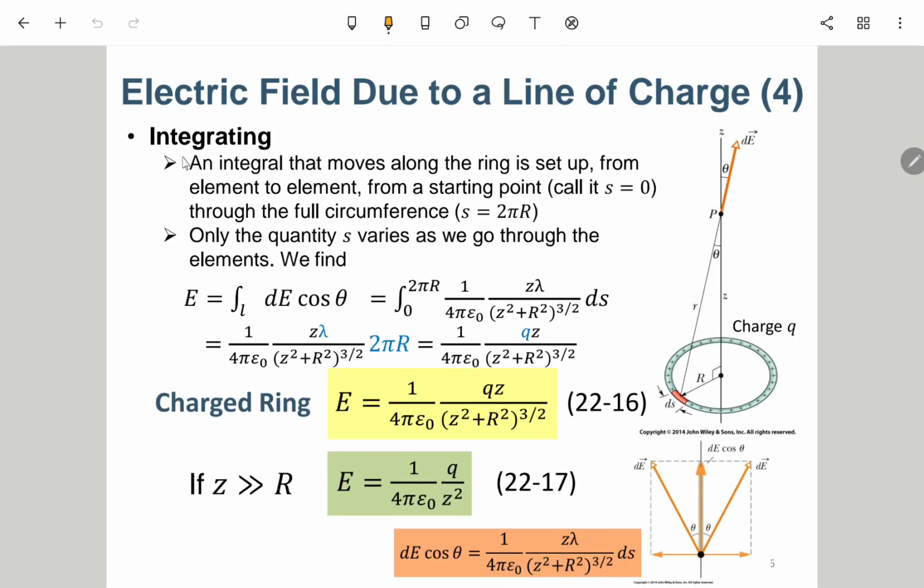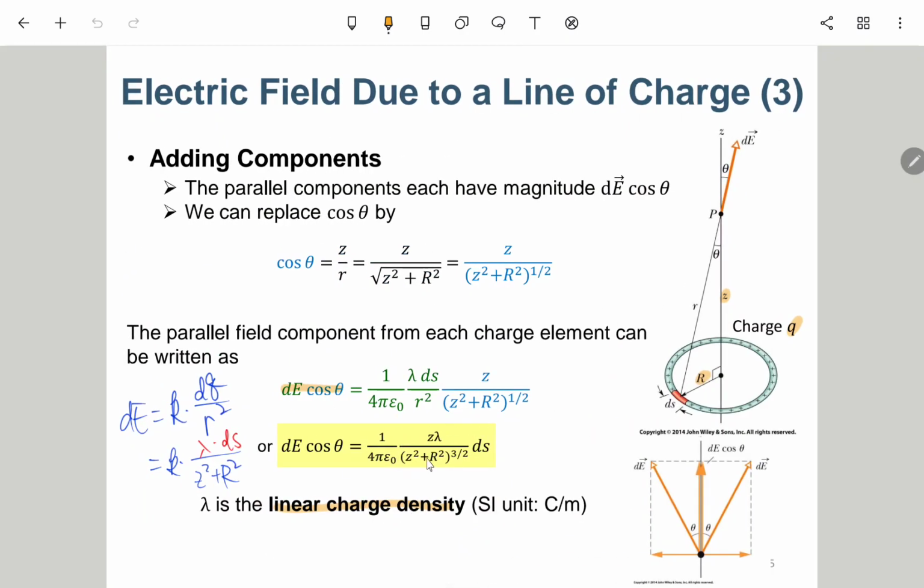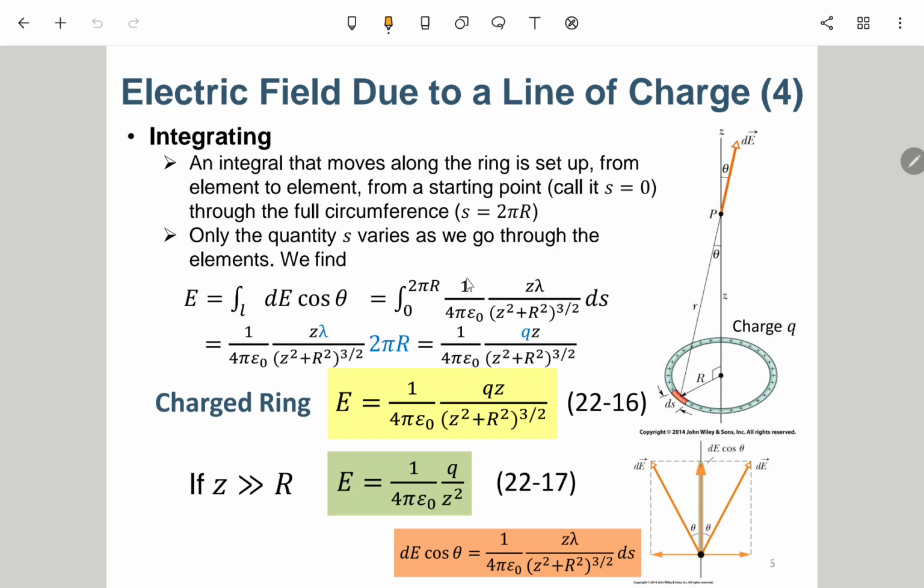Okay, so finally we can do the integration to find the final E field generated by the whole ring. E equals the integration of this line. So we have dE cosine of theta, and then plug in the expression here: 1 over 4 pi epsilon naught times z lambda over this term, ds. Actually, we would like to integrate ds for the whole ring.